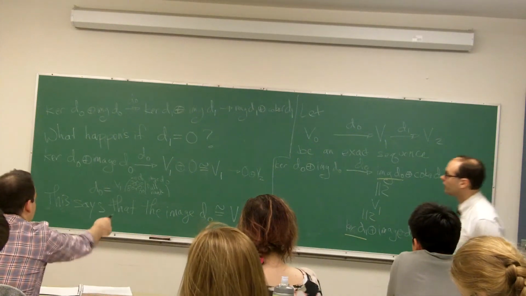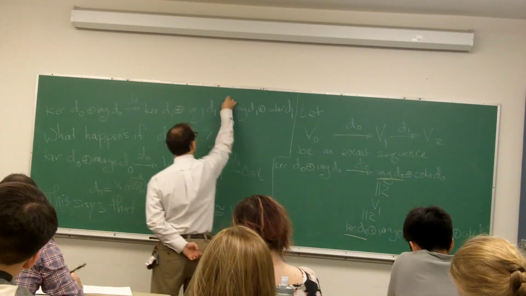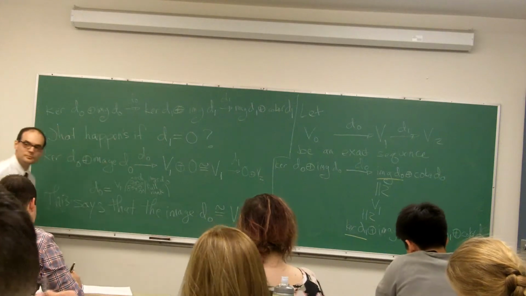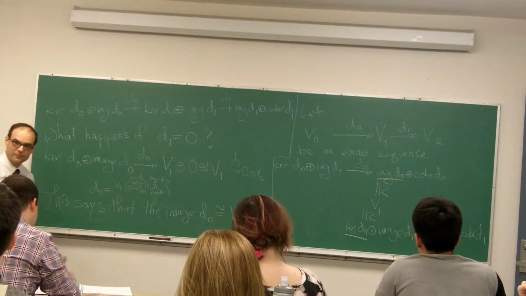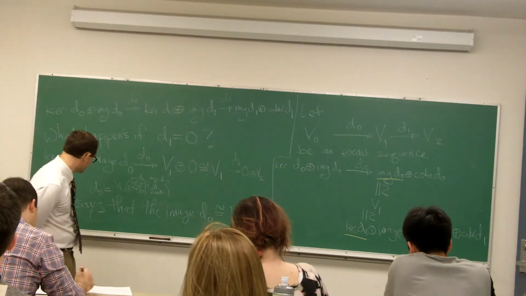And what about the next arrow? This is D1, and this is D1. Okay. Because we're following them from the... That's right. We're following the diagram. Yeah. We're following the diagram along.